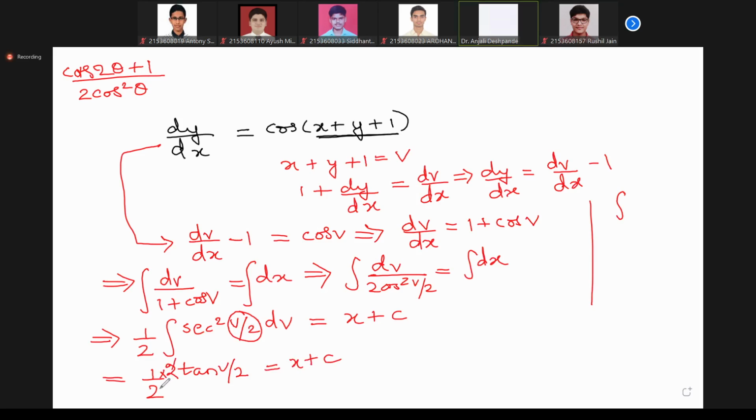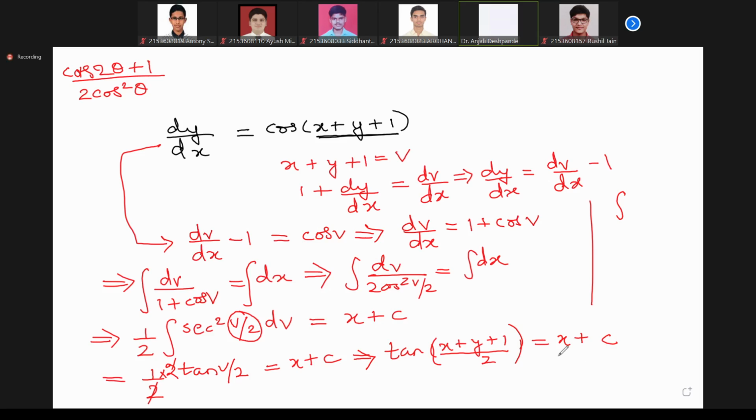Now 2 and 2 will get cancelled out. Now tan v by 2 means how much is it? Tan, how much? (x plus y plus 1) divided by 2. Remember that is v by 2. So it is equal to x plus c, and that is our answer. Now, once again, if you wish to further simplify, it is totally up to you. At this point of time, we have got the answer to the problem.